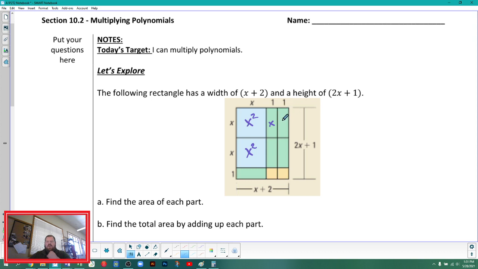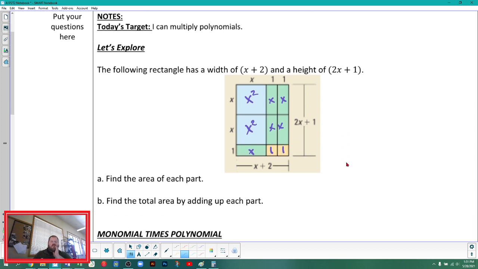x times 1 is x. Same thing on these two. They're both x's. This one is 1 times x, so it's still x. And then these yellow pieces are 1 times 1, which is 1, 1 times 1, which is 1. To find the total area of this, we want to add up each part.